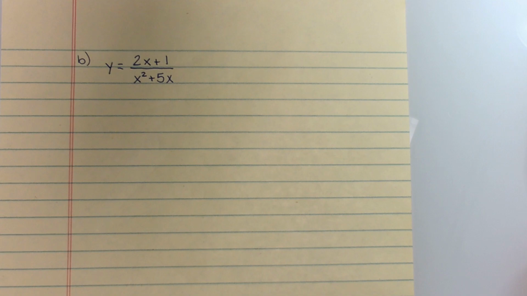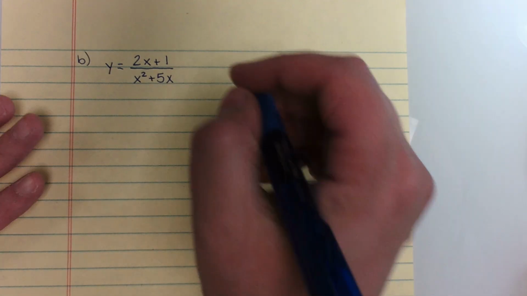What's the first thing I told you to look for? If it simplifies, because if it does simplify, what happens on the graph? You get a hole in the graph. Okay, so I try to simplify. In order to simplify, I must factor.